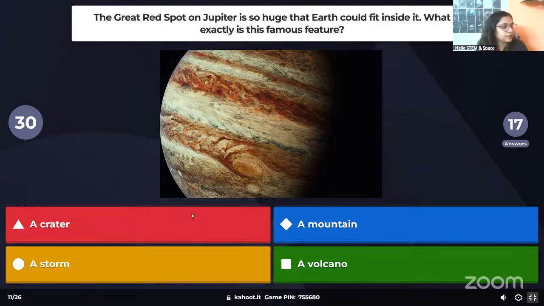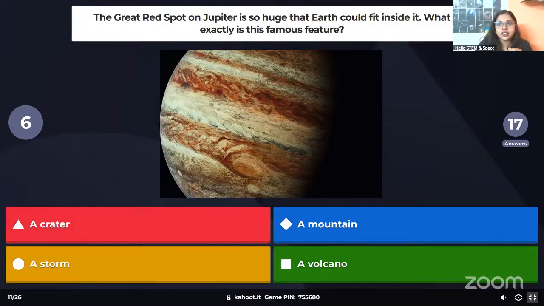Let's see. Okay, so I can see in the comments that some of you are saying it was a misclick. That's why I said don't forget about the speed. We have around 40 seconds for answering the question. So look at all the options and then click. Okay, don't worry. Let's see the correct answer.